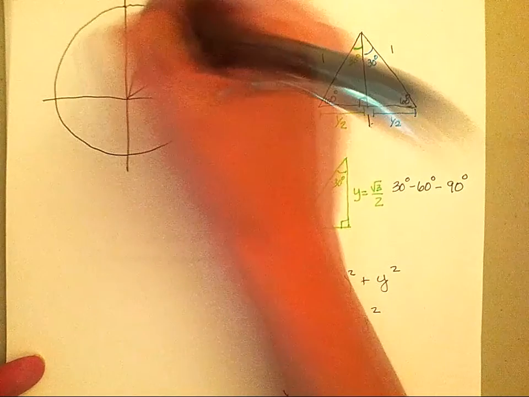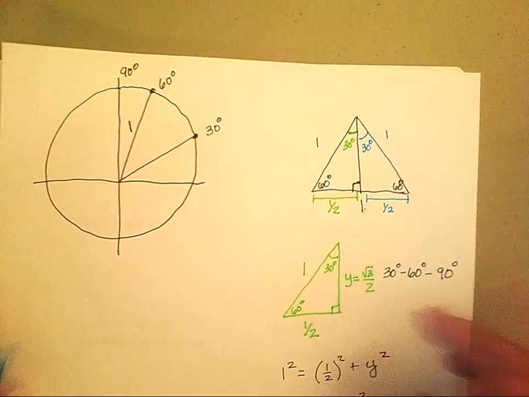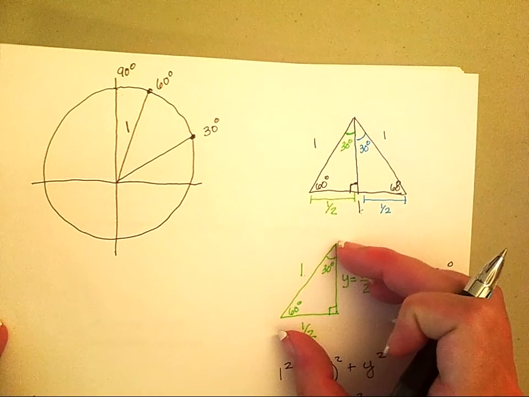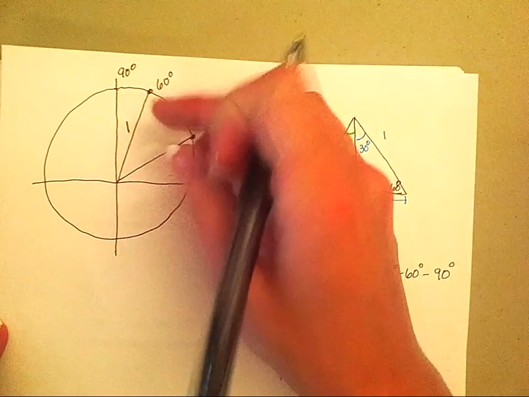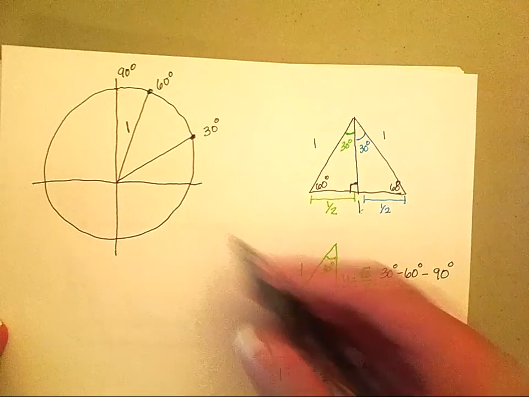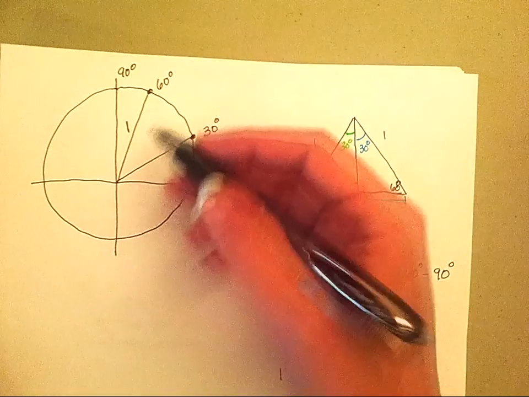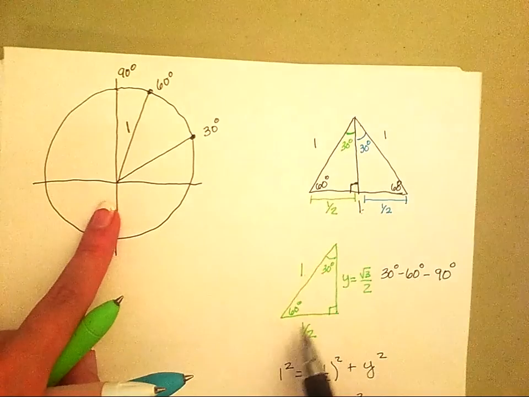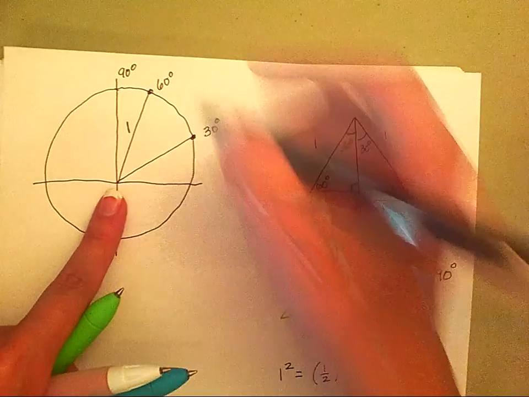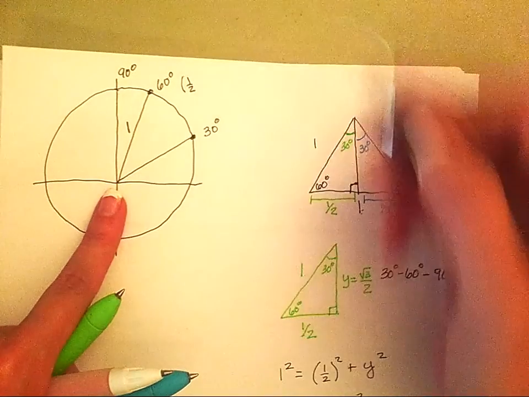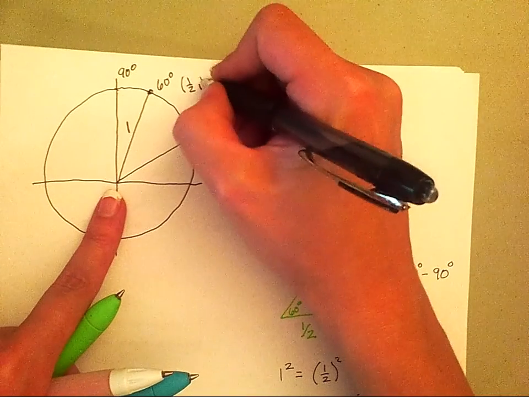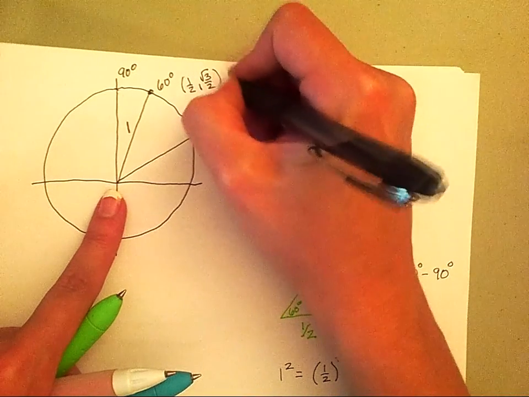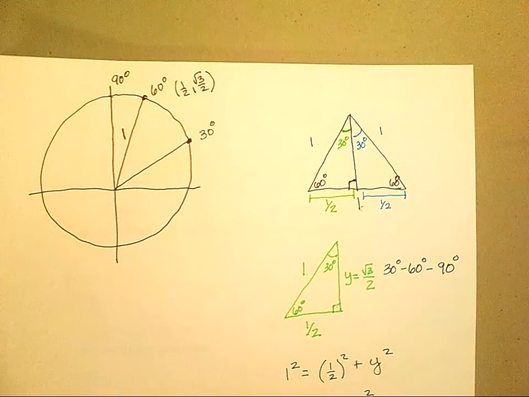Well, if we're on a unit circle, the radius is length 1, I could cut out this triangle and put it in here because this angle is 60 degrees. Then this ordered pair means that I went 1/2 in the x and then up square root of 3 over 2 in the y.